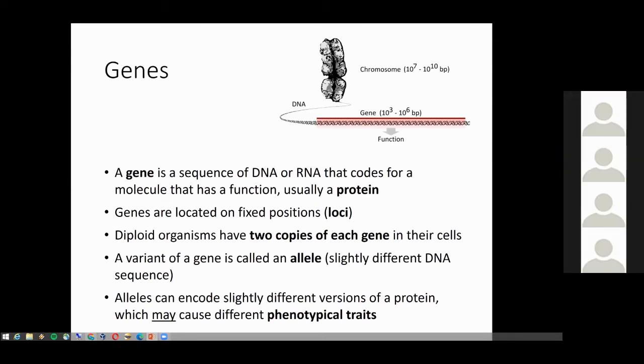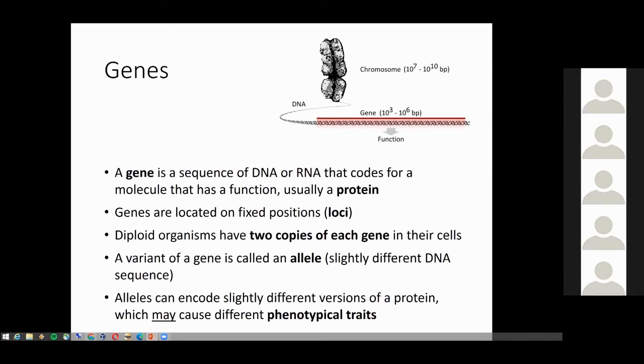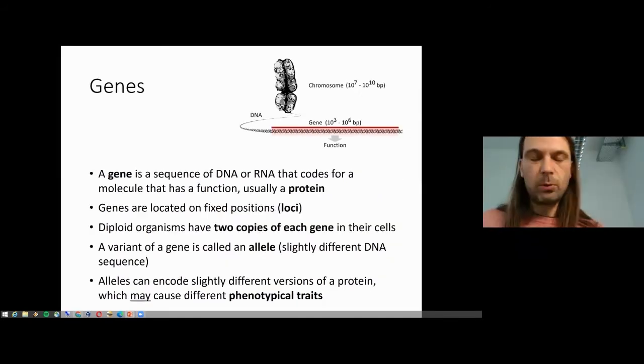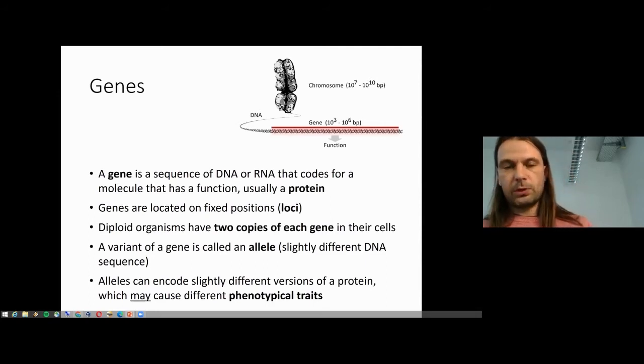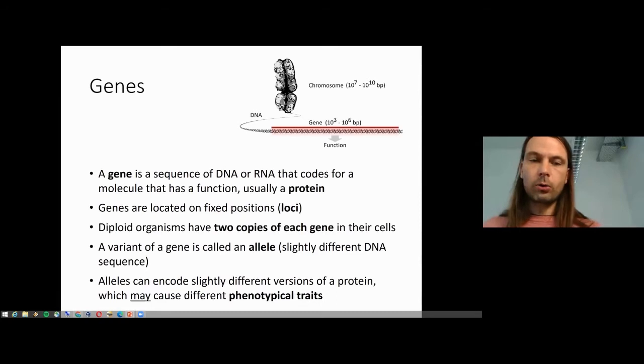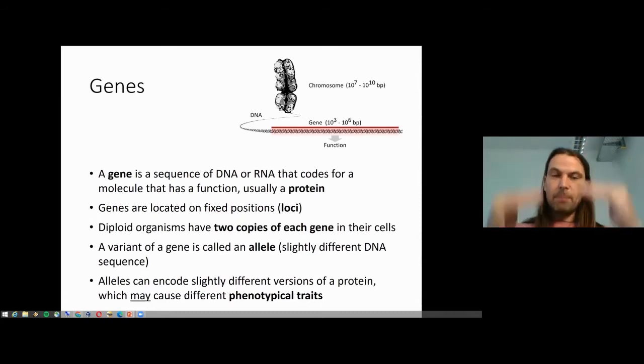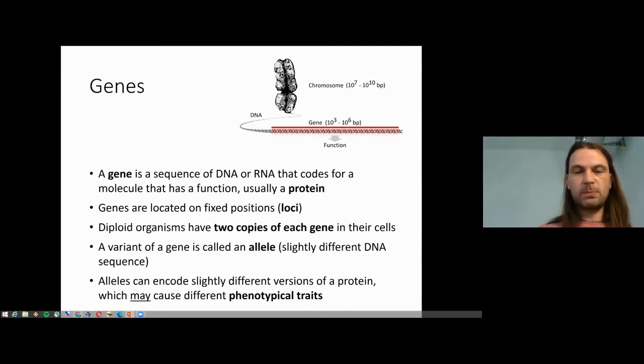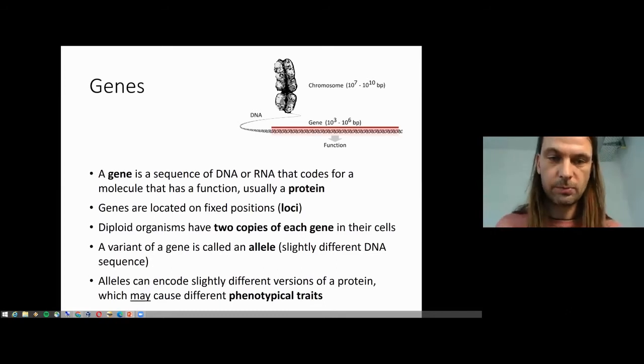But let's think about what we mean by a gene. A gene is essentially a sequence of DNA or RNA that encodes for a molecule, and these molecules are in most cases proteins. These genes are located on fixed positions on the chromosomes or on the DNA sequence, which we call a locus, plural loci. So we can map them and build up, by doing this, a gene map. This has been done for Homo sapiens and for many other organisms.